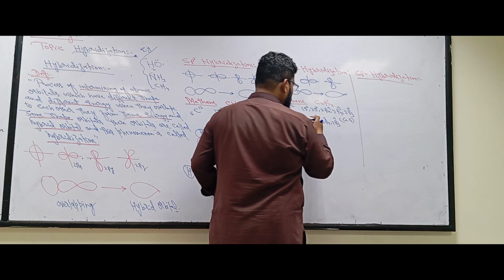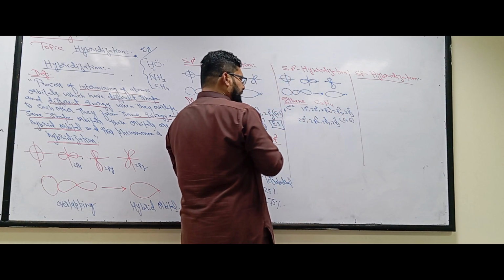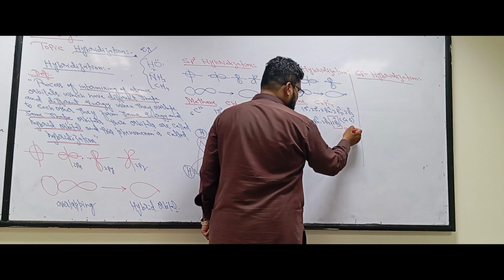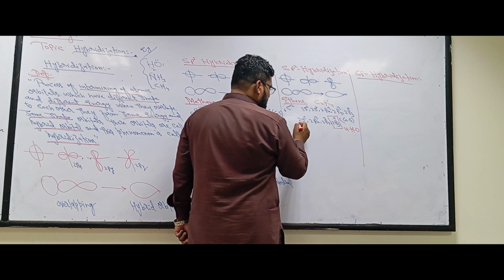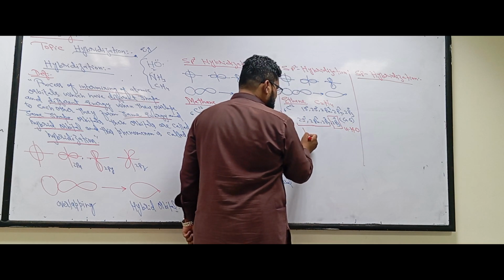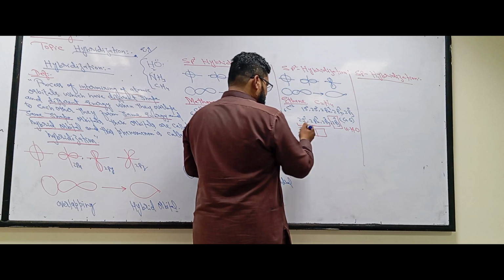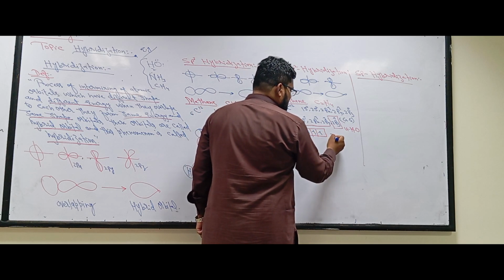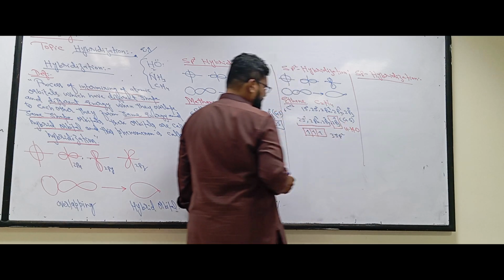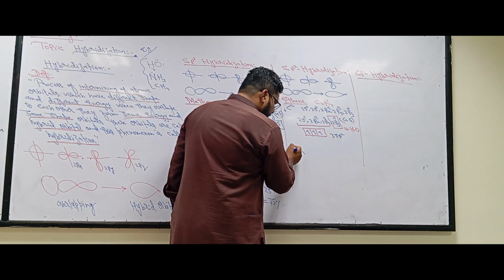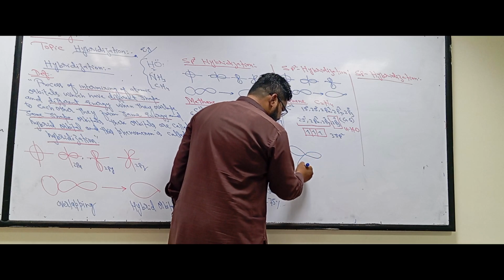One electron jumps from 2s to 2pz, and these orbitals are hybridized orbitals, and these are called 3 sp2 hybridized orbitals. Now we draw the structural formula of ethene. These are the three orbitals.